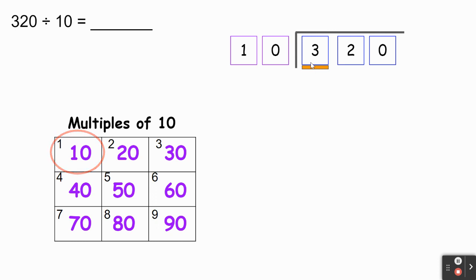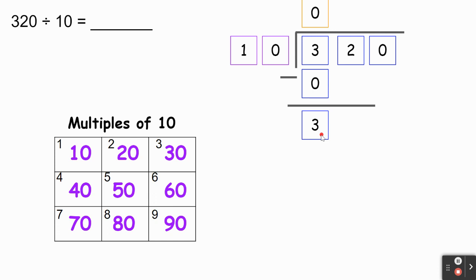So we're going to give each group 0 hundreds. So we're going to place a 0 up here in the hundreds place. We know that since we're giving each group 0 hundreds, we are sharing a total of 0 hundreds. Another way we can get this 0 is by multiplying 0 times 10, which is 0. So we have 3 hundreds, we're sharing 0 of them. That means we have 3 hundreds left to share.